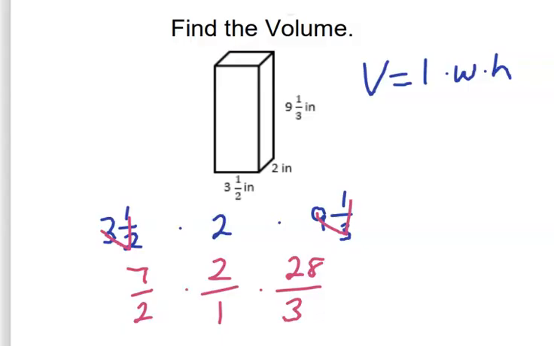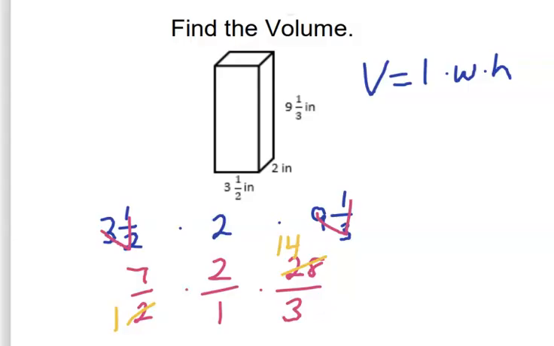Can we do any cross-reducing or anything like that? Yep, we can do just a little bit of cross-reducing. Okay, we'll use yellow here. So 2 goes into 2 once. 2 goes into 28 14 times. All right, is there anything else we can reduce?